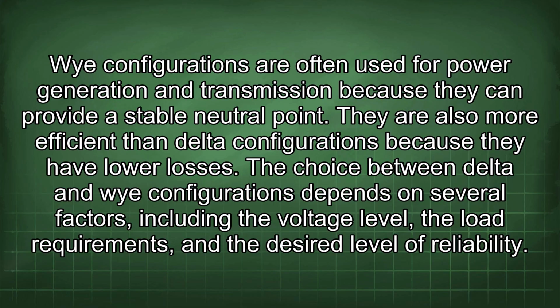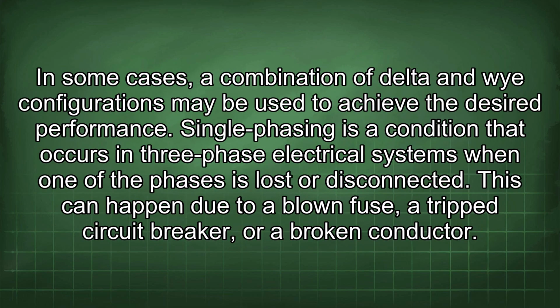The choice between delta and Y configurations depends on several factors, including the voltage level, the load requirements, and the desired level of reliability. In some cases, a combination of delta and Y configurations may be used to achieve the desired performance. Single phasing is a condition that occurs in three-phase electrical systems when one of the phases is lost or disconnected. This can happen due to a blown fuse, a tripped circuit breaker, or a broken conductor.